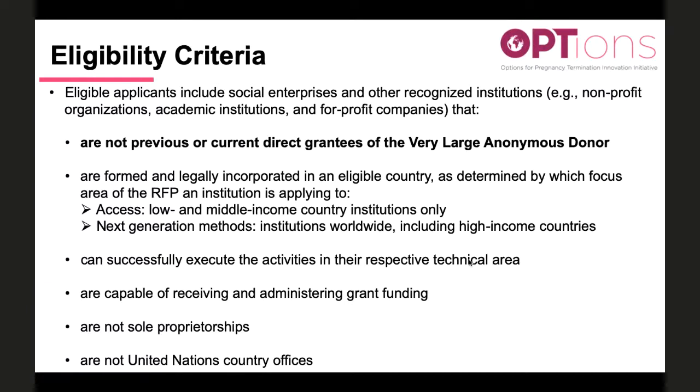The rest of these points are fairly self-explanatory. The institution has to be capable of receiving and administering grant funding. And the last point here is worth mentioning. We are not able to fund United Nations country offices. We found in the past that UN country offices are often unable to agree to our grant terms, so UN country offices are not eligible to apply.